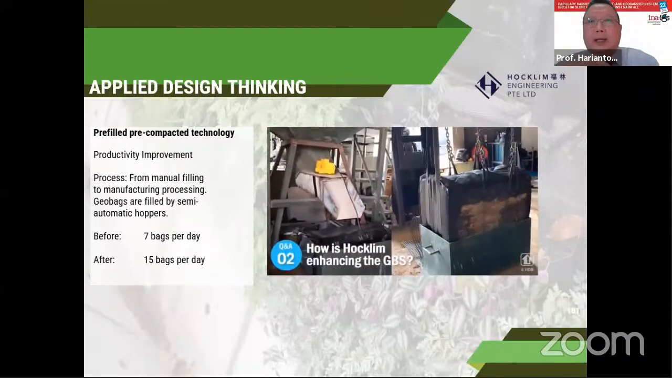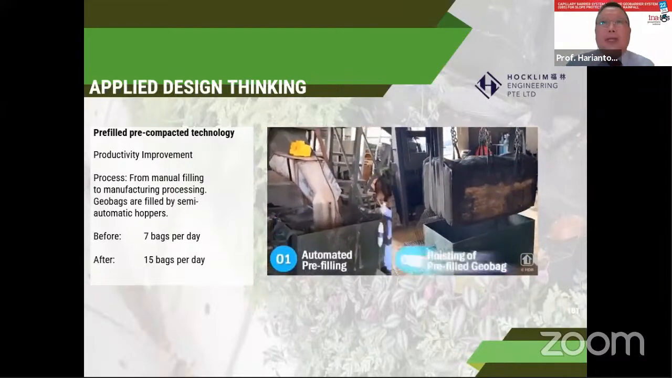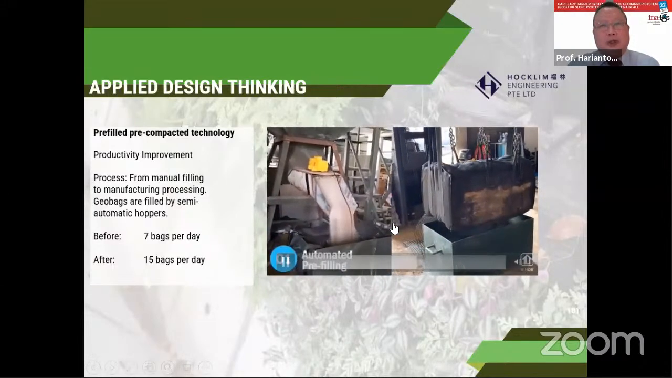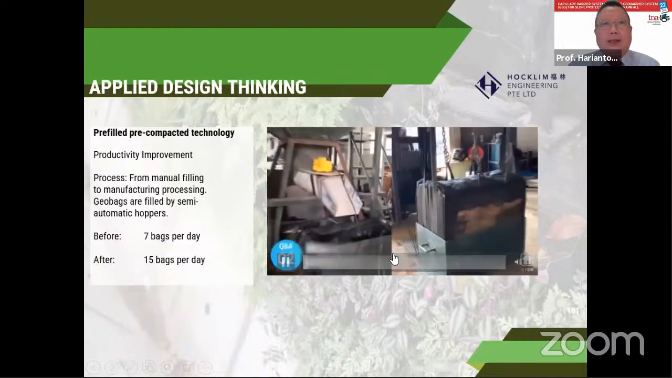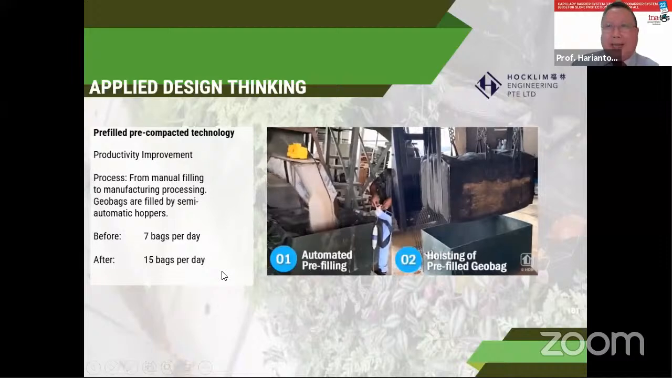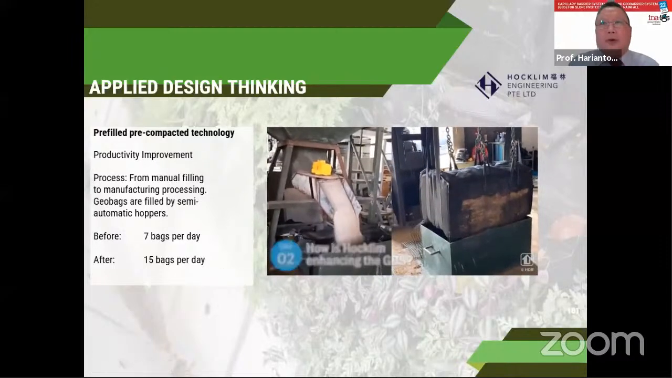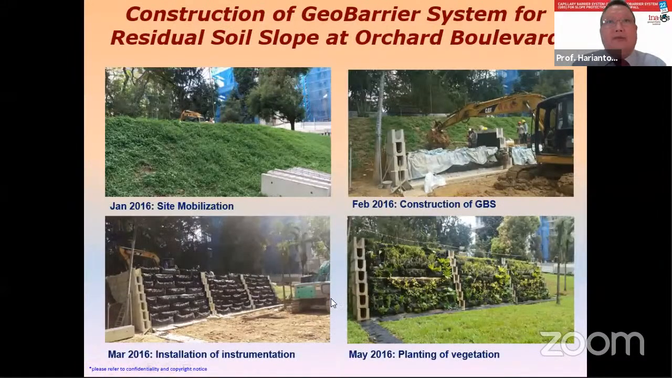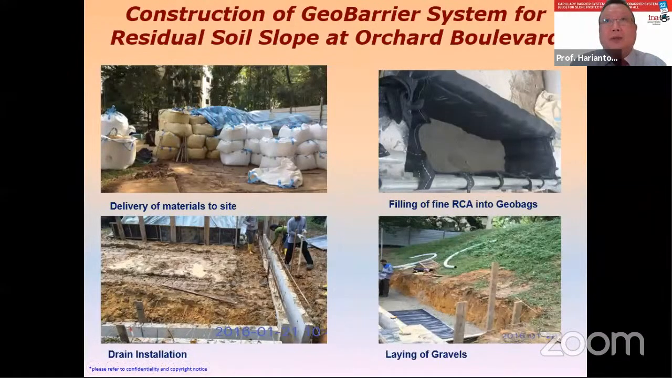And then they also automated the compaction of this geobag. With that we can increase the productivity of producing bags for real constructions. And these are the compactions on site. Those are the activities. Finally we have that GBS constructed with the plant. Those are all the materials to be used.